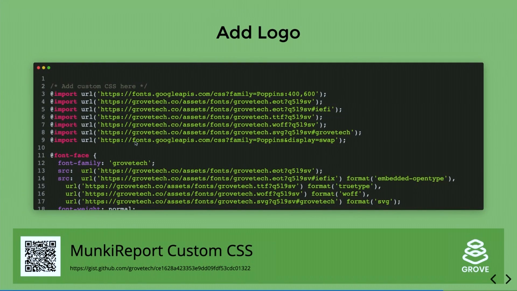Munki Report has the ability to set a custom company name within its env preference file. How many people are using version 4 of Munki Report? Okay, so if you haven't switched to version 4, it changed the configuration file from the settings file to a hidden .env file. It's a lot easier to work with, and this is sort of a rundown of how to change the logo.